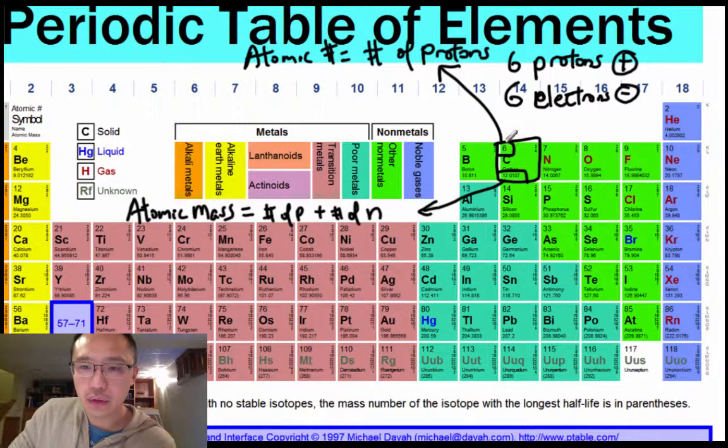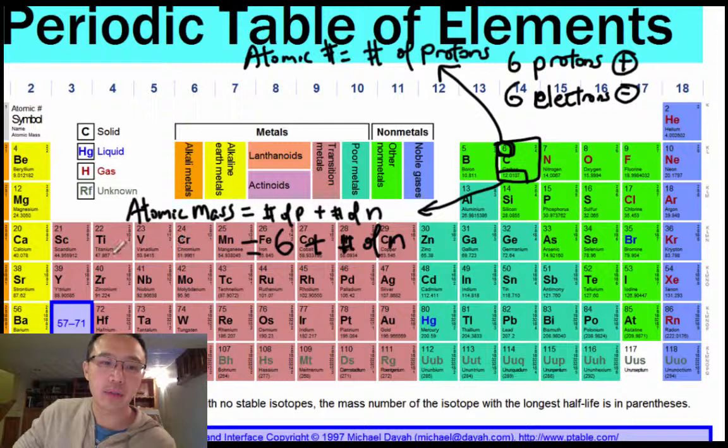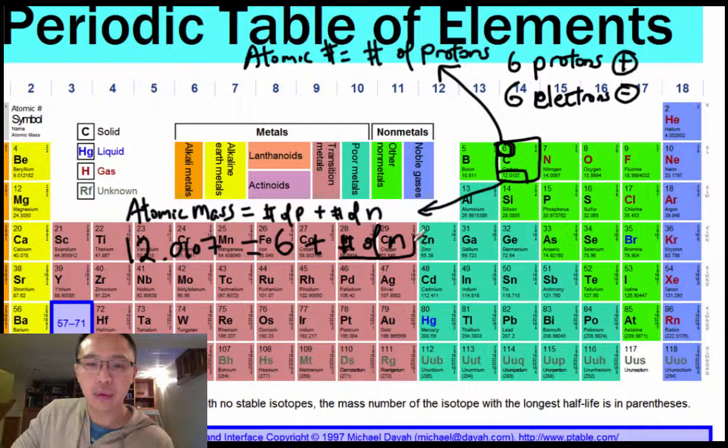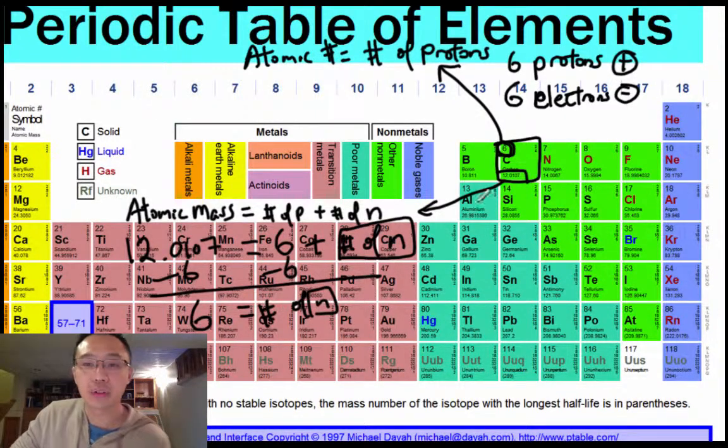So you have the 6 protons right here, plus the number of neutrons. We don't know the number of neutrons. Do we know the atomic mass? Yeah, we do. It's right here, this decimal number. So your atomic mass is 12.0107. In order to find your number of neutrons, well, this is an equation. You subtract 6 on this side, you subtract 6 on this side. To round this off, you have 6 is equal to your number of neutrons. So you calculate the number of neutrons from knowing the atomic mass and the number of protons.